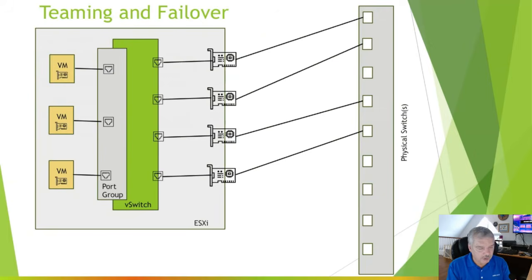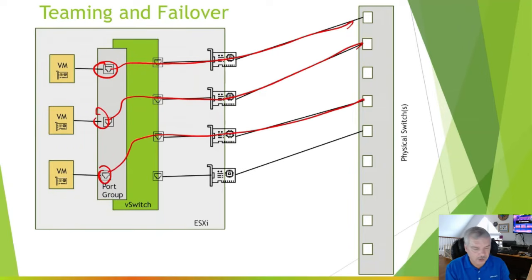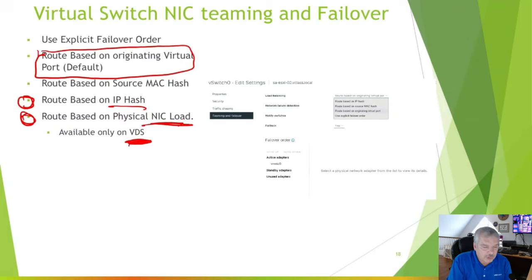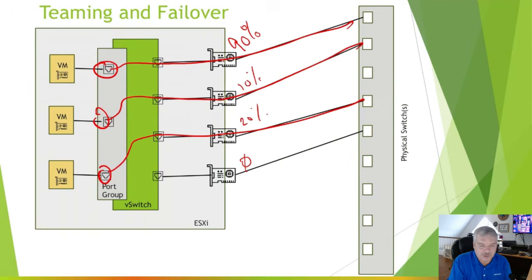So remember, let's say a route based on a port, this VM's using this NIC, this VM, let's say, is using that NIC, and let's say this VM's using this NIC, right? Now, let's say the first NIC is overutilized. It's sitting at 80%, 90% utilization, and this one here is at 10% utilized, and this one here is at 20% utilized, and this one's at 0, right? Too bad. It doesn't know any better. Route based on originating virtual port, it's going to say, sorry, it doesn't take this into consideration.